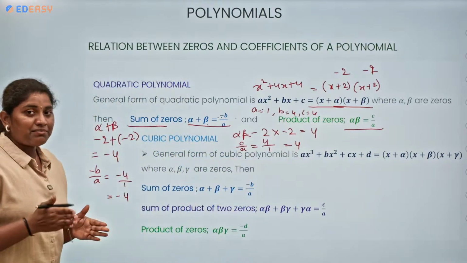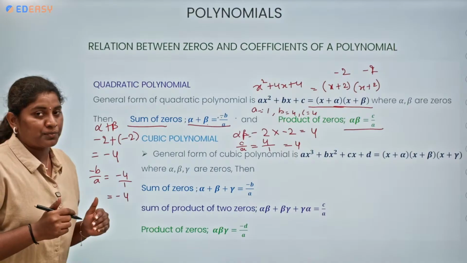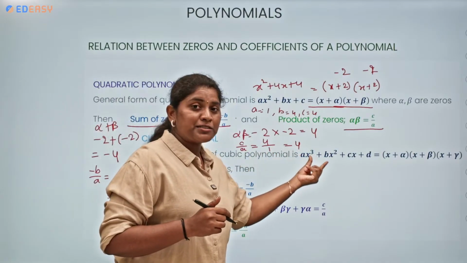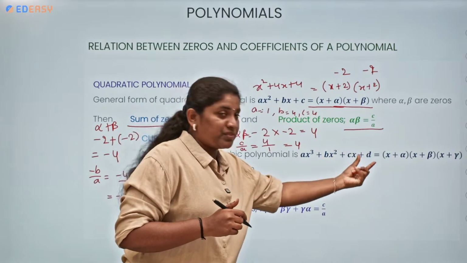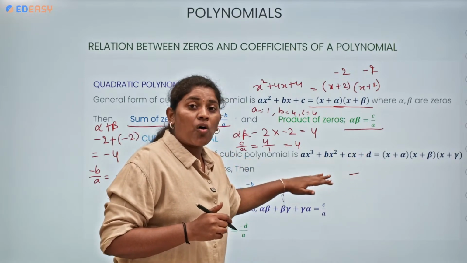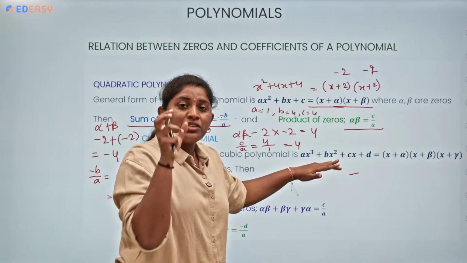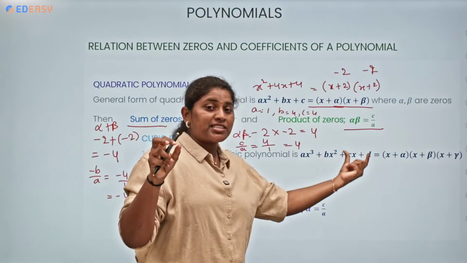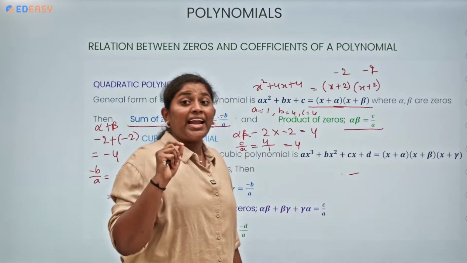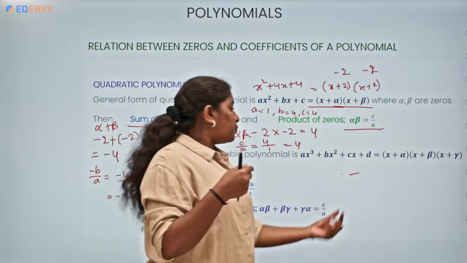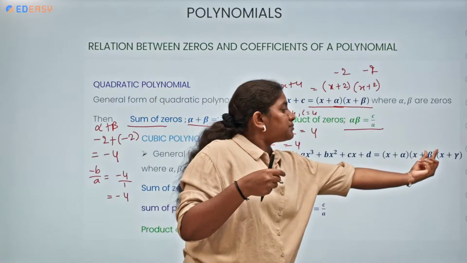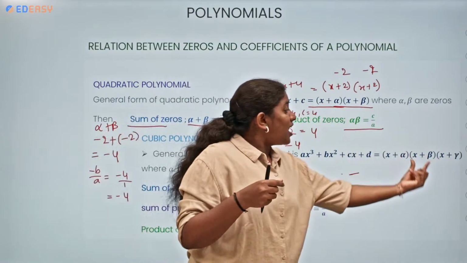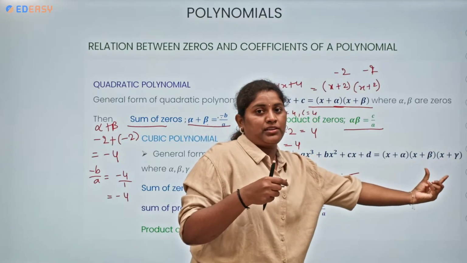Now, same thing for our cubic polynomial also. The cubic polynomial standard form will be ax cube plus bx square plus cx plus d, if I am considering all the variables with decreasing powers. And after factorization, we will be getting (x plus alpha) into (x plus beta) into (x plus gamma). Okay, where these three are the factors of your polynomial.